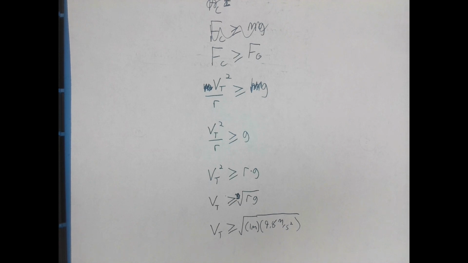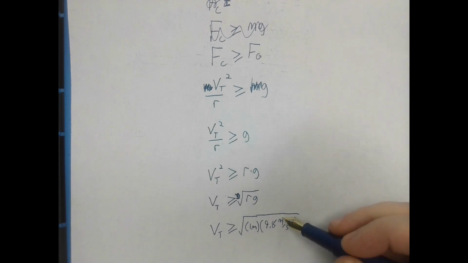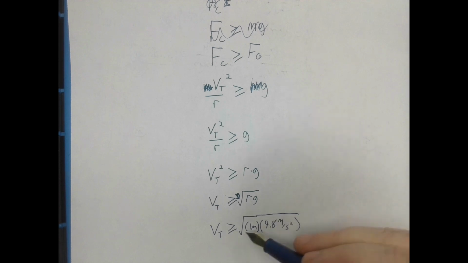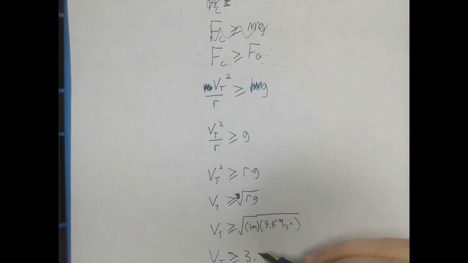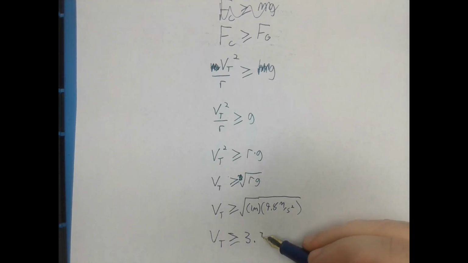So that is equal to meter squared divided by second squared, and the square root gives us meters per second. So you have to be going at least 3.1321 meters per second.